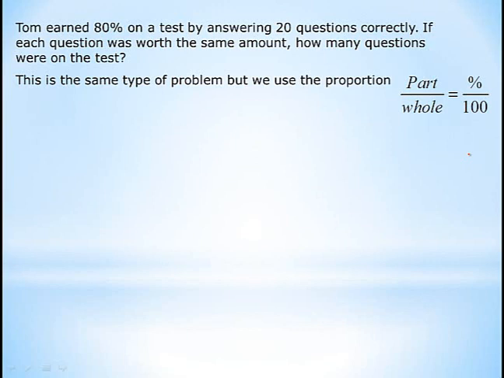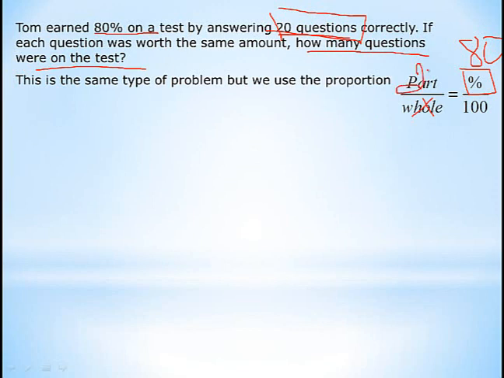Let's look at this question. Tom earned 80% on a test by answering 20 questions correctly. If each question was worth the same amount, how many questions were on the test? The question is saying that 80% of the test is the 20 questions. So when I look at my part and my whole, I know that my percent is going to be 80. I want to know, is my 20 a part of the number or all of the number? Well, what am I looking for? Part of the numbers on the test or all of the numbers on the test? I'm looking for all of the numbers on the test. So that's my whole. So this is where my x goes, and this is where my 20 goes.